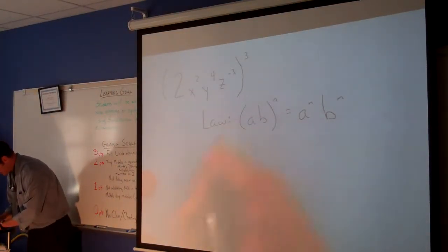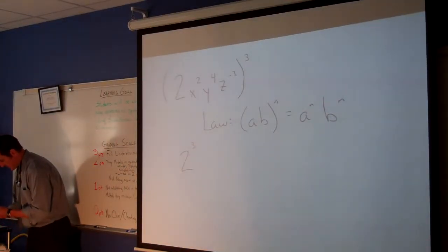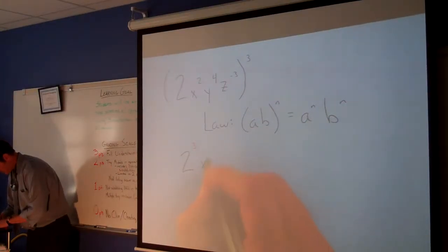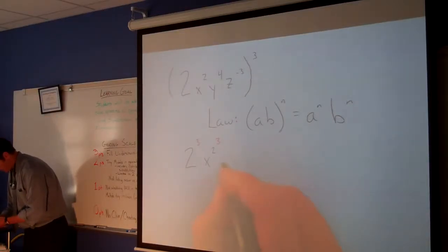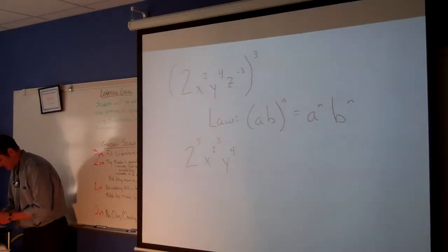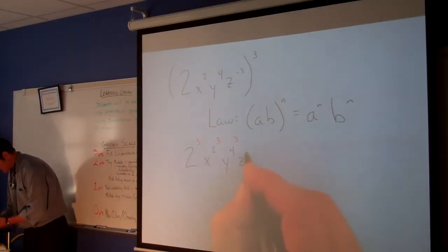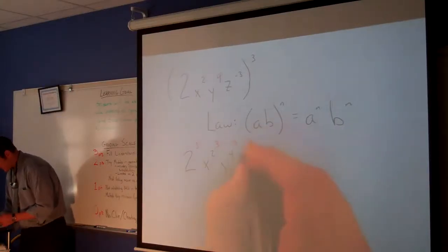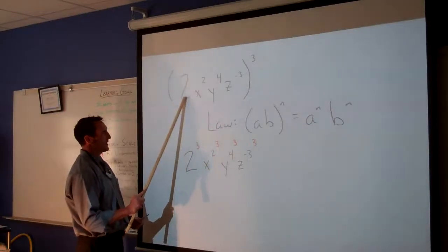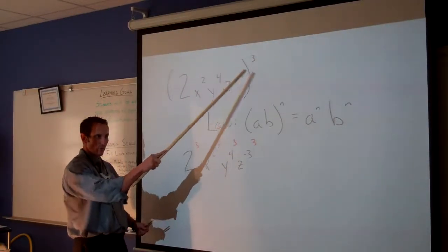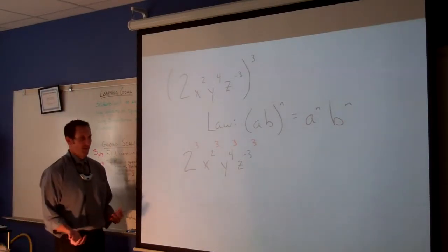So I can take this 2 and raise it to the 3rd power. I can take the x squared and raise it to the 3rd power. I can take the y to the 4th and raise it to the 3rd power, and I can take the z to the negative 3 and raise it to the 3rd power. Okay, so that's that law in practice. Taking this and applying the exponent to each of those bases. So we have that step done.